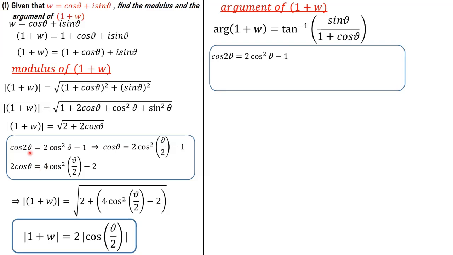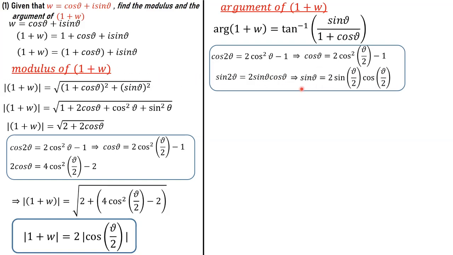So obviously, as we did here, we know that cos theta equals 2 cos squared theta minus 1. We can therefore say that cos theta is actually 2 cos squared theta divided by 2, minus 1. From which we can therefore move forward and also use the fact that sin 2 theta equals 2 sin theta cos theta, which is still a trig identity. And from this expression, sin theta is actually equal to what? 2 times sin theta divided by 2 times cos theta divided by 2.